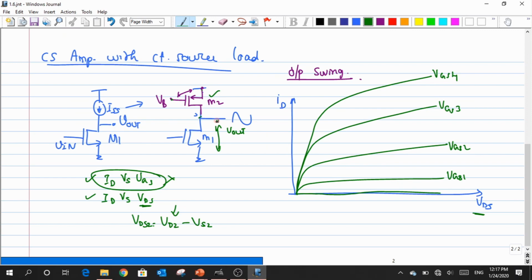So that is how I can use my ID versus VDS graph rather than the ID versus VGS graph. Is that clear? Yeah. So now we know that I have to use this, but let us try to plot this figure and see whatever plot we have to get.